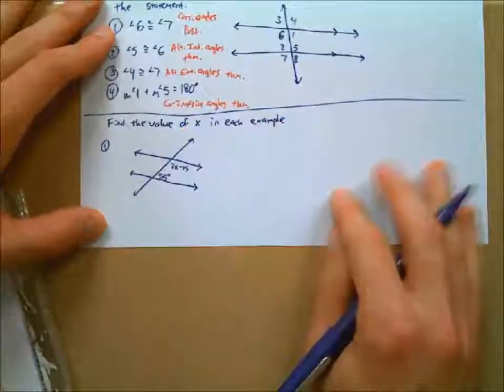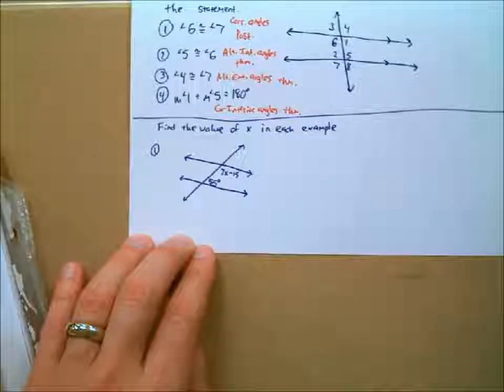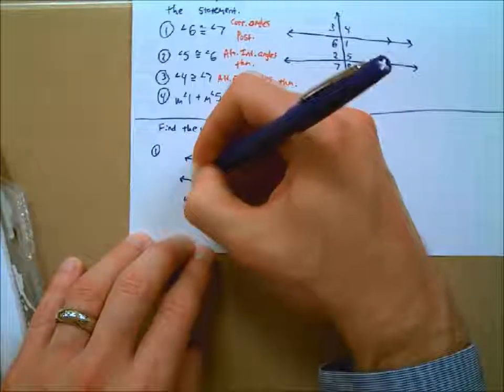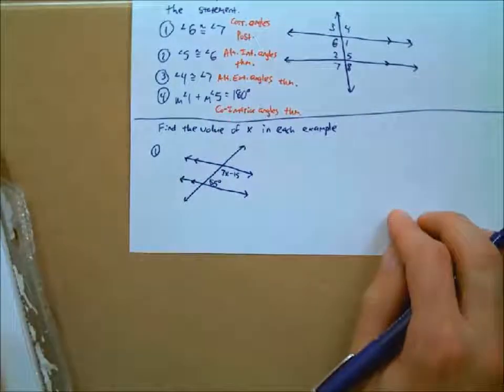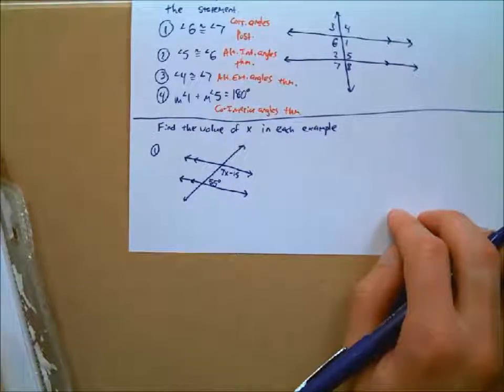Okay, and I'll zoom in on that here too, some more. And I'll put those arrows there to show that they are, in fact, parallel lines crossed by a transversal. Okay, so there's our picture. Take a look at that.